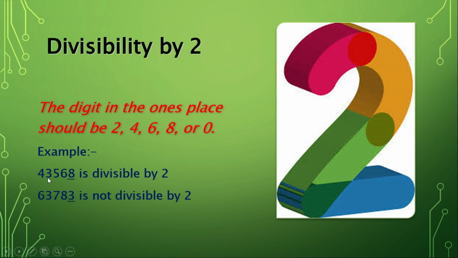Let us see through an example. We have two numbers here. One number is 43,568, and the ones place digit is 8, which is in this list. So this whole number will be divisible by 2. You can check by carrying out the actual division as well, but this is the fact. Next number is 63,783. As there is 3 in the ones place, that will not be divisible by 2, because we want only 2, 4, 6, 8 or 0, or we can say we should have only an even digit or 0 at the last place.